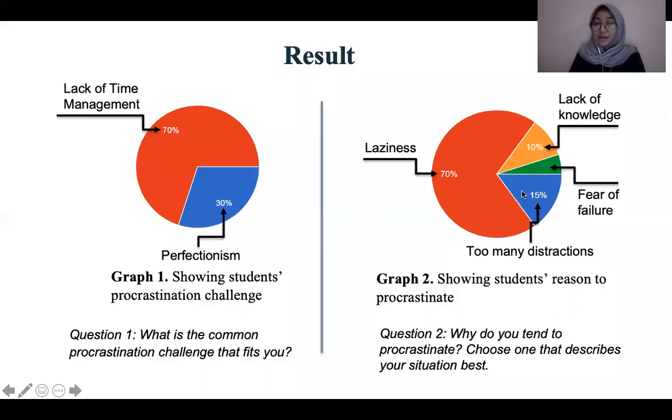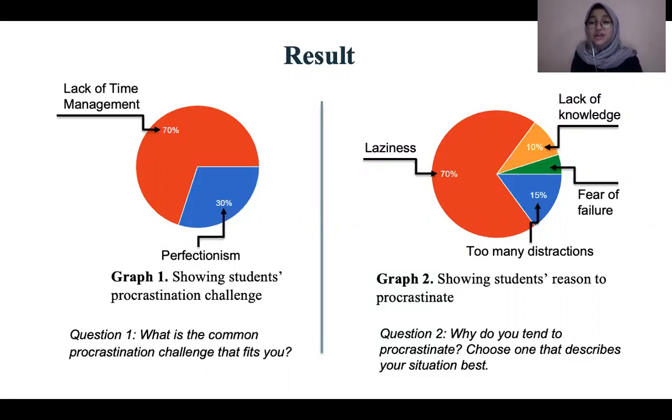Next is the open-ended questions type. For question number 1 is, what is the common procrastination challenge that fits you? So it is clear from the pie chart that 70% of students are lack of time management than perfectionism. For the question 2, why do you tend to procrastinate? Choose one that describes your situation best. So majority of the students chose laziness as their reason why they procrastinate.